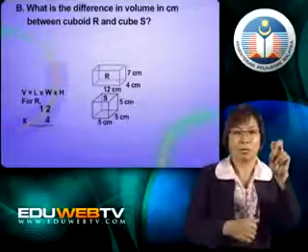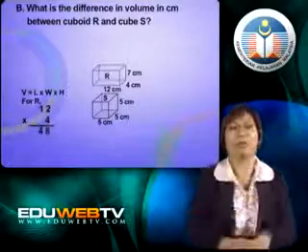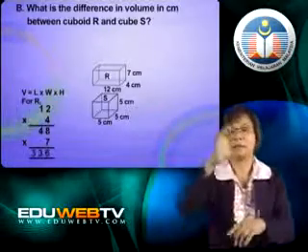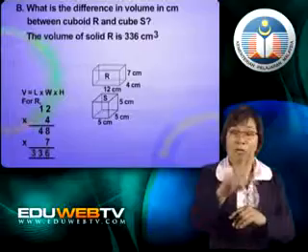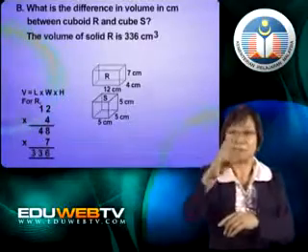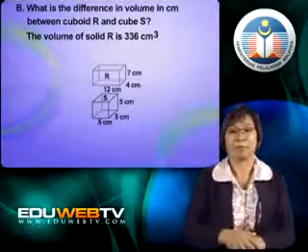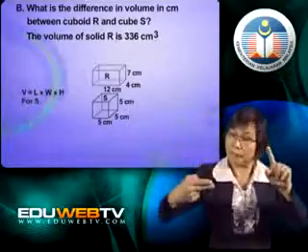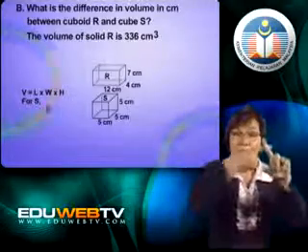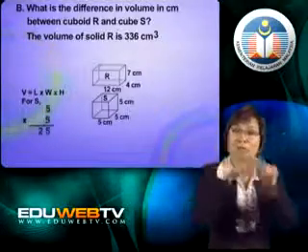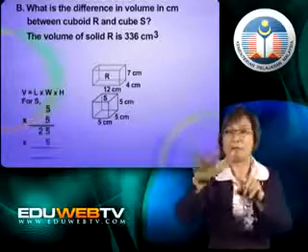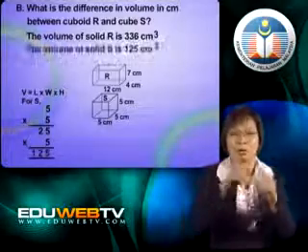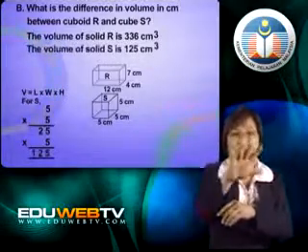12 multiplied by 4 equals 48, and 48 multiplied by 7 equals 336 centimeters cubed. The volume of solid R is 336 centimeters cubed. Volume S is equal to length multiplied by width multiplied by height. 5 multiplied by 5 equals 25, and 25 multiplied by 5 equals 125 centimeters cubed. The volume of solid S is 125 centimeters cubed.